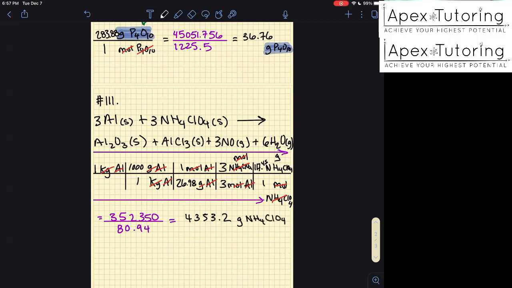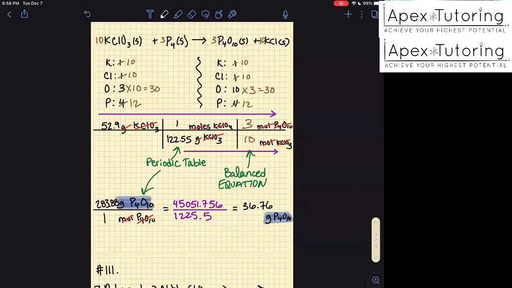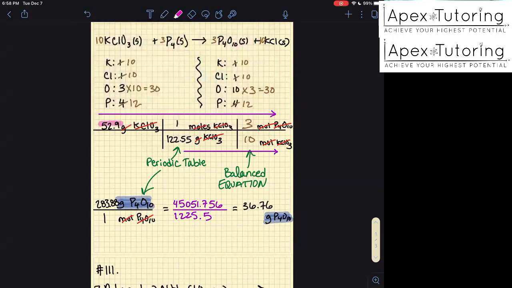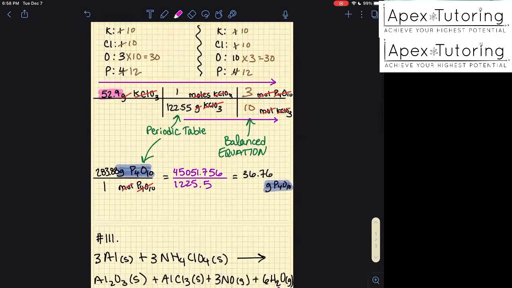Perfect. One thing I want to go back to, does your teacher care about significant figures, sig figs? Sometimes. But on this test, I don't think so. Okay. Because, for example, on the first problem, how many sig figs were in that given number right here? Three. And so how many sig figs should we report our answer to? Three.